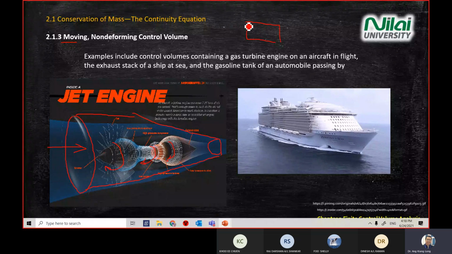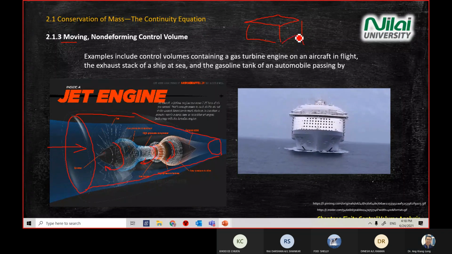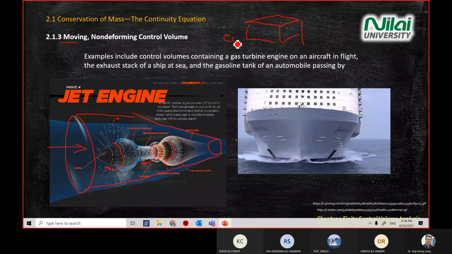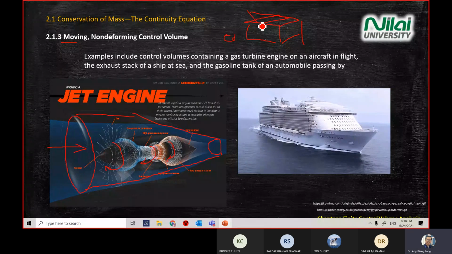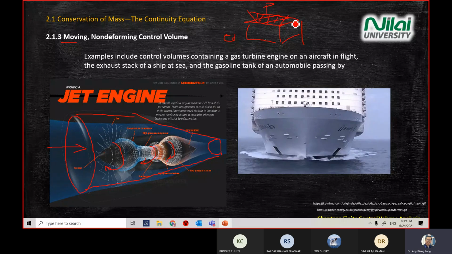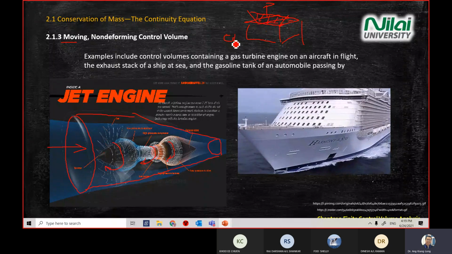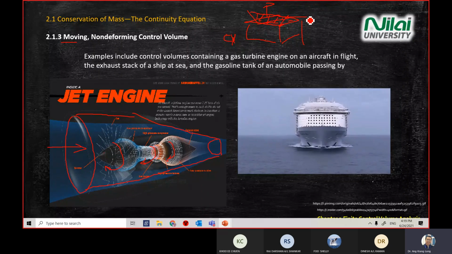It means, imagine this is your control volume. However, the ship, apologize for my drawing, but try to understand, right? So the CV, the control volume, is changing as the boat is moving.